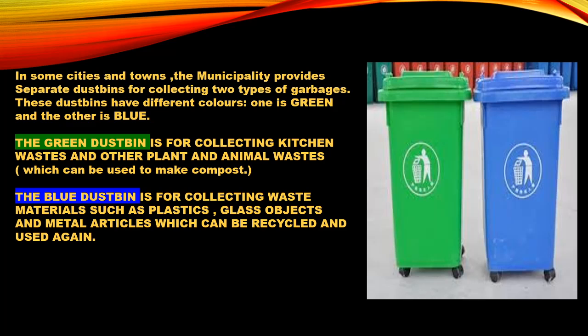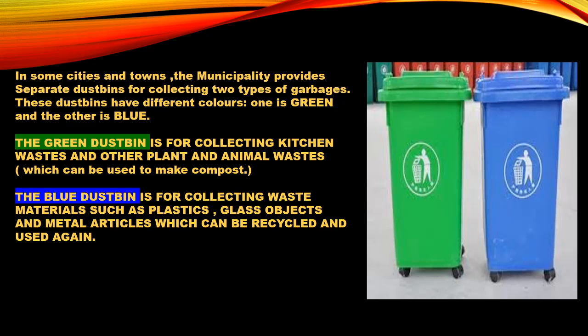So generally, in some cities and towns the municipality itself provides two dustbins, that means two types of dustbin for collecting two types of garbage. Now one is obviously green color, one is blue color. The color difference is to identify. The green color dustbin means for collection of the plant and animal waste. Why is it green color? Because they are of organic origin. They can be obtained from the plant body as well as from the animal body, and later on they can be converted into compost.